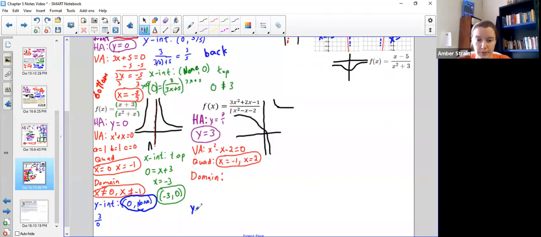The y-intercept is the easier one where we just set the x equal to 0. So we have 0 plus 0 minus 1, and then 0 minus 0 minus 2. Well, minus 1 over minus 2 would be positive 1/2. Okay, the x-intercept is the one where I set the top equal to 0. So in this case, when I set that top equal to 0, I get to use my quad again.